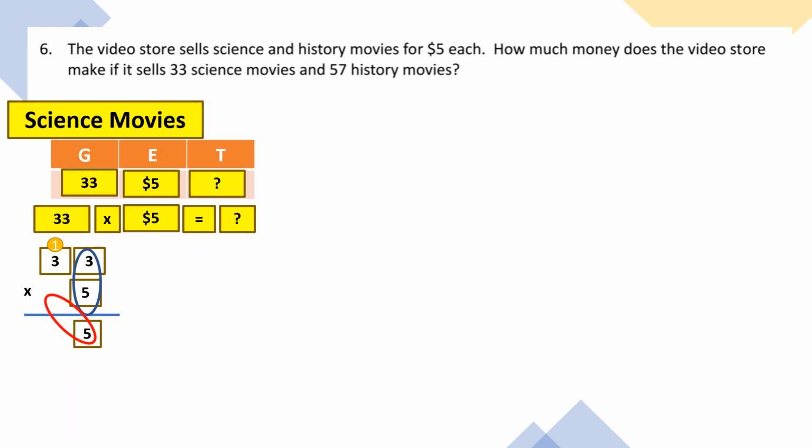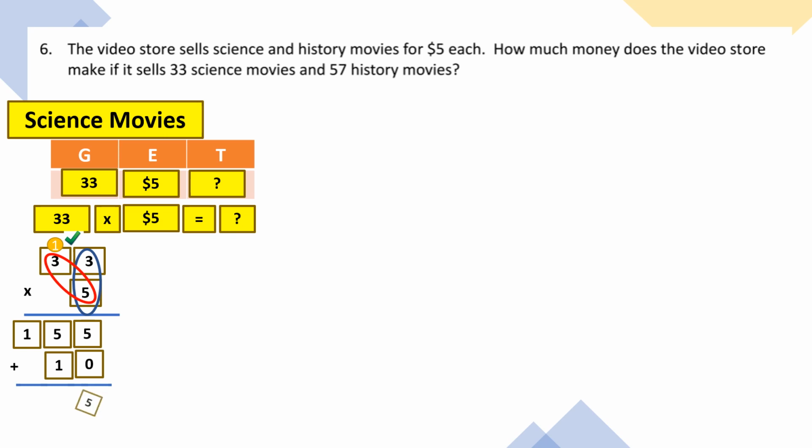Next, we multiply 5 times 3 again. And again, it's 15. So we go ahead and write down our 15. Now we can't forget about that 1 that we carried over the tens place. That is a whole 10. So we need to add that whole 10 into our solution. So now we have 155 plus 10.